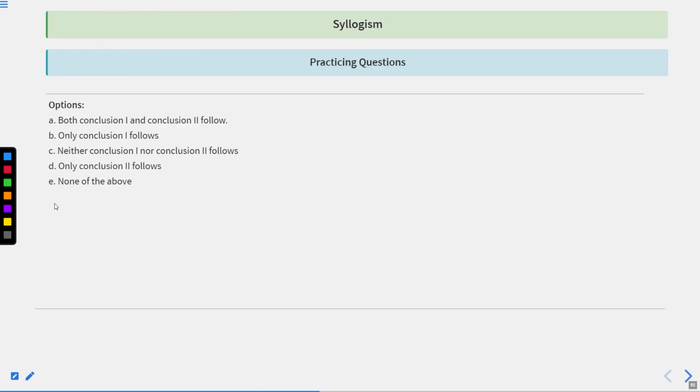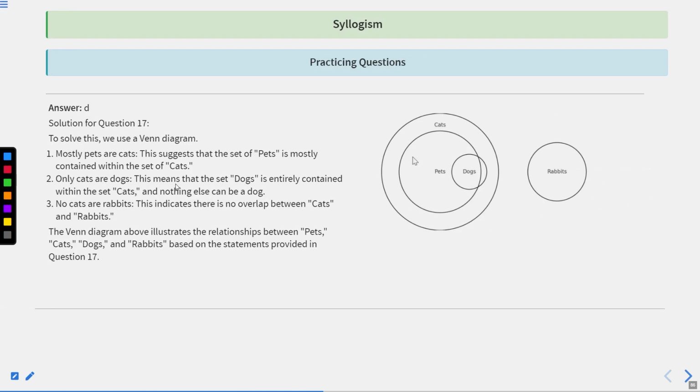Okay, so now we are moving forward and we'll try to figure out what can be the correct answer. So this is the Venn diagram which has been drawn, which suggests whether the statement is correct or not. I would like you to cross verify whether the statement is correct or not. The first statement says mostly pets are cats. So mostly pets are cats. It is saying mostly pets are cats, but it is not saying that all pets are cats.